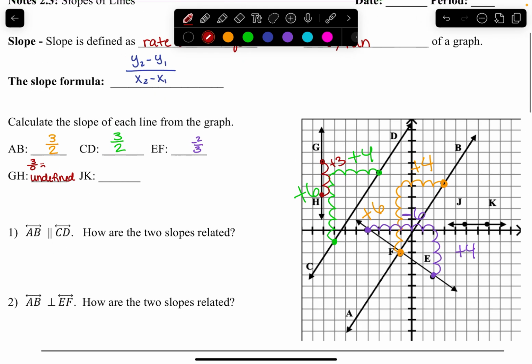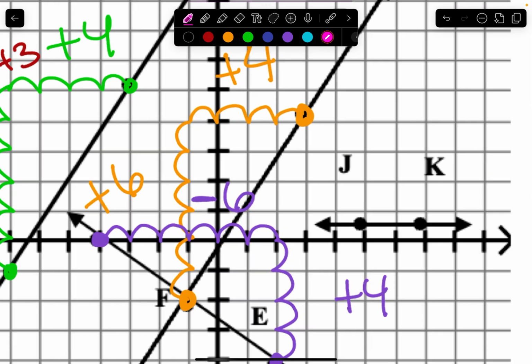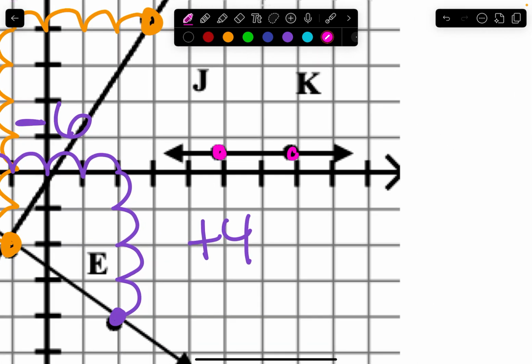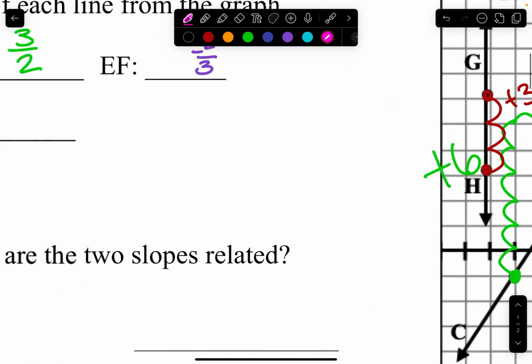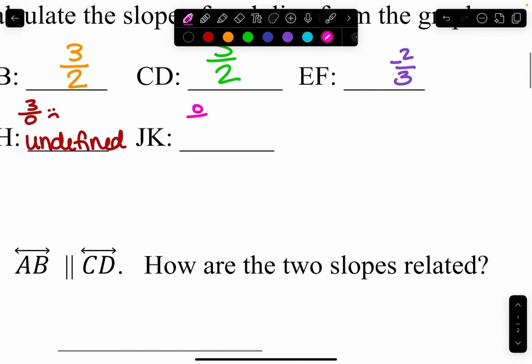When you look at JK, what color have I not used yet? Pink. When we look at JK, this one is so off. I'm so sorry. We're not rising any. We're only running, okay? So this one is going to be different. This one is going to be 0 over 2.